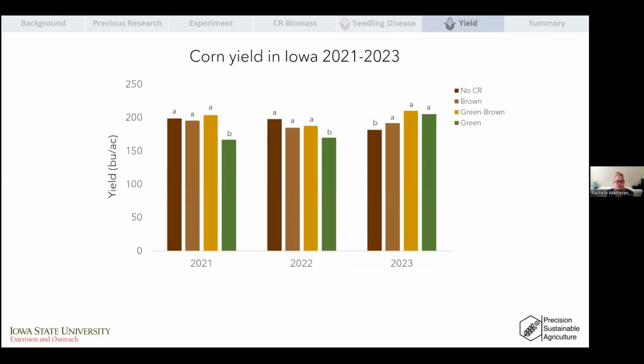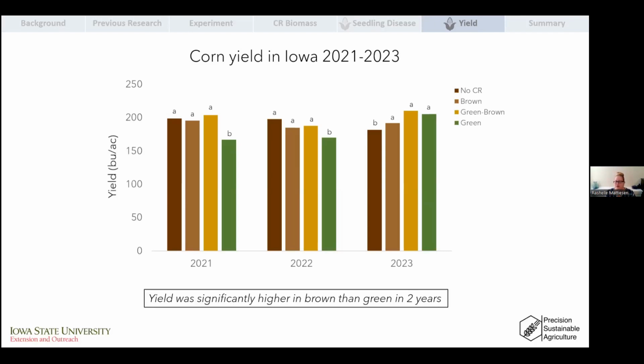Moving on to corn yield, which is what I think everybody wants to know about, right? How does this affect yield? In Iowa, we have yield on the y-axis, bushels per acre, and year on the x-axis. What we found is that yields were significantly higher in the planting brown compared to the planting green for the first 2 years. Again, this could be indicative of the soil temperature and precipitation that I mentioned before, but for 2023, there was not a significant difference between planting brown and planting green.